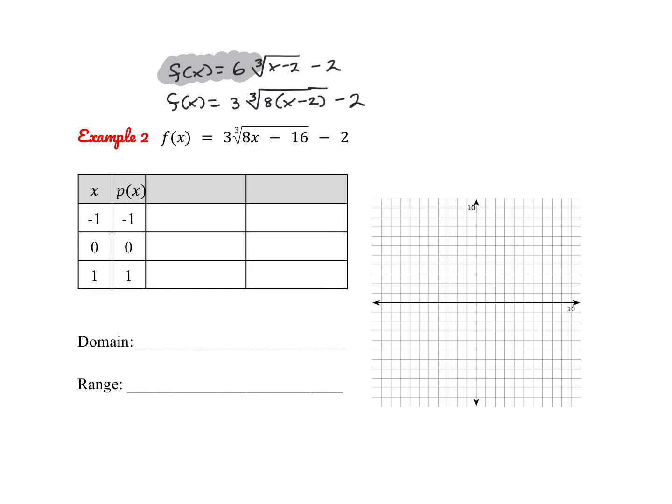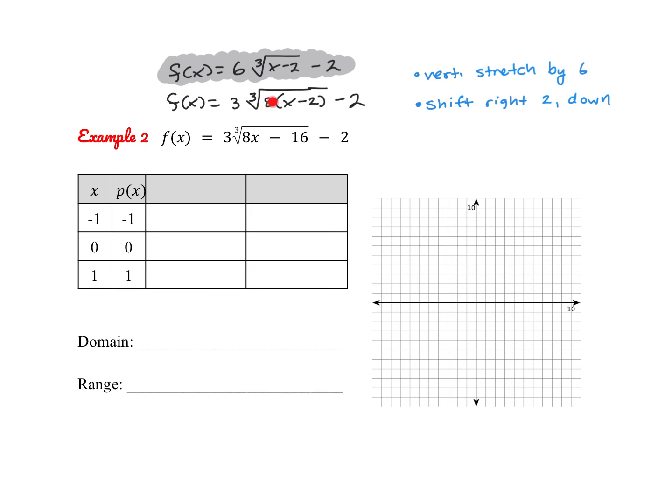So we'll go from here. Again, this really only works when we have something that can be simplified within your cube root. So a perfect cube is a really nice number to see inside your radical. So let's decide what transformations we see. I see a vertical stretch by a factor of 6. We see a shift to the right 2 and then down 2.